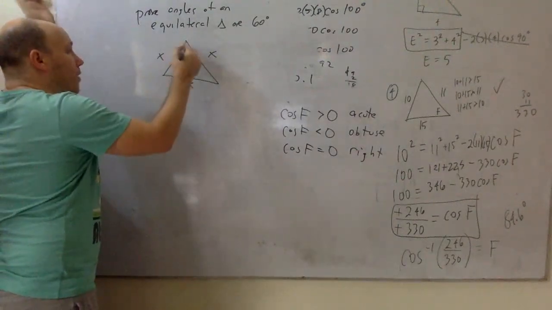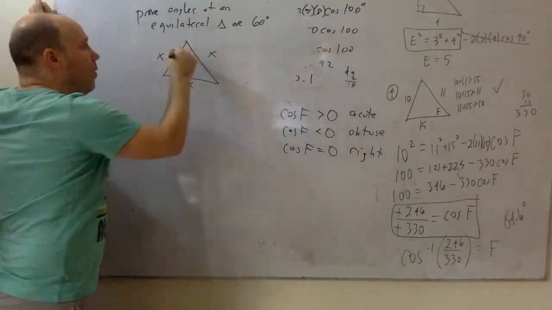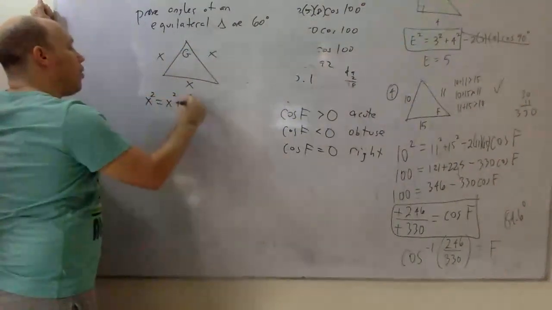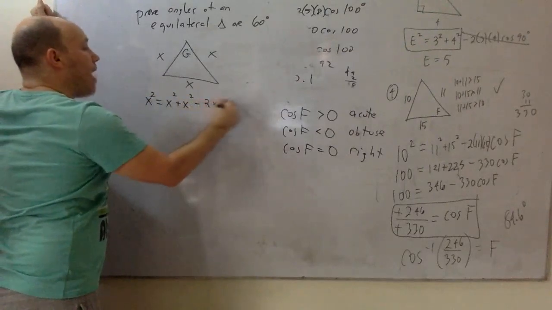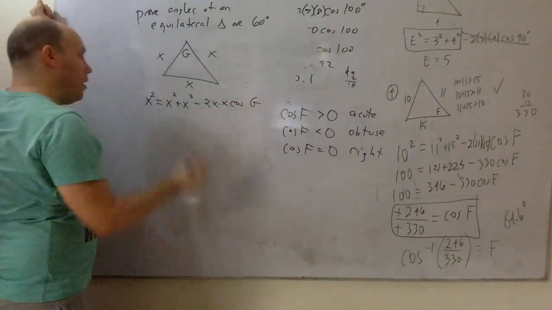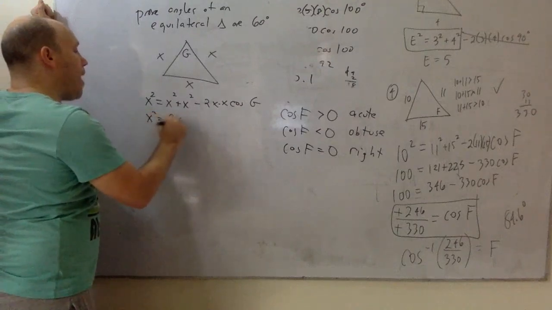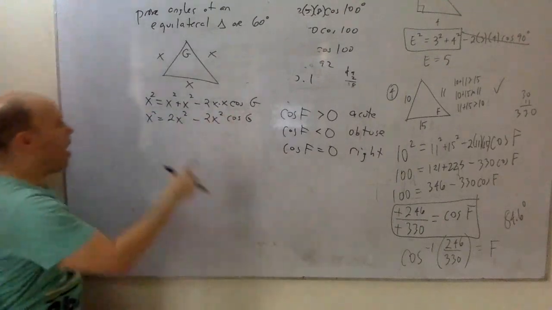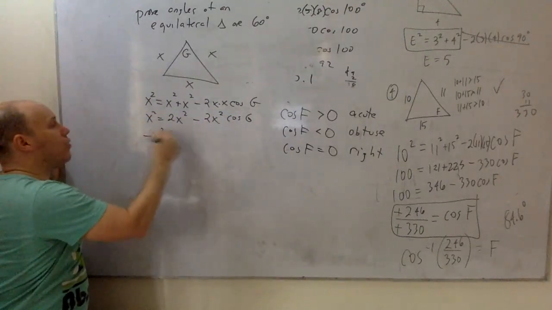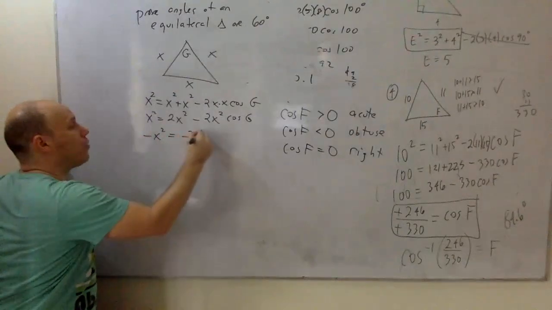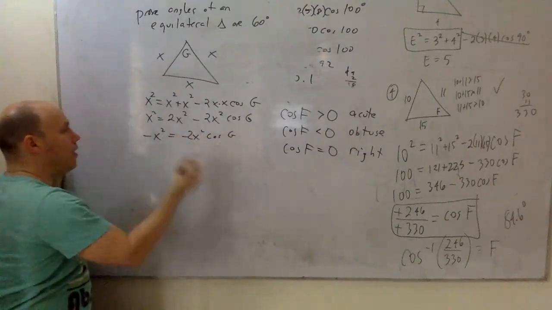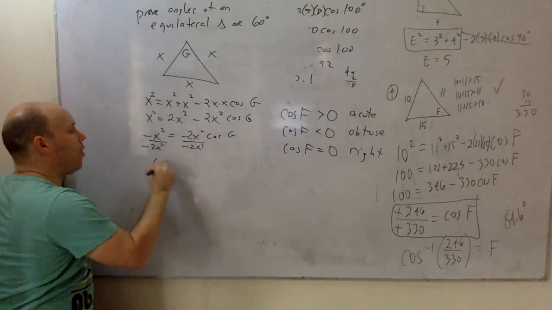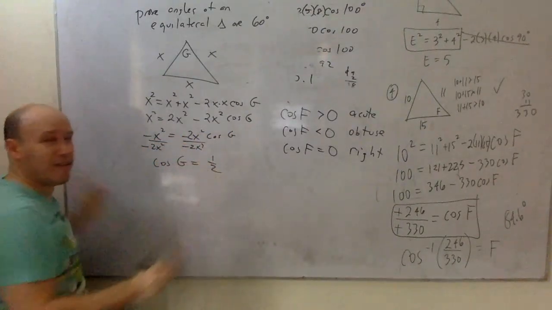So let's call this angle, what letter are we up to? F. We're up to G. So we have x squared equals x squared plus x squared minus 2 times x times x cosine of G. X squared equals 2x squared minus 2x squared cosine of G. I'm going to move this over, so I have negative x squared equals negative 2x squared cosine of G. Divide both sides by negative 2x squared. We have the cosine of G equals 1/2.